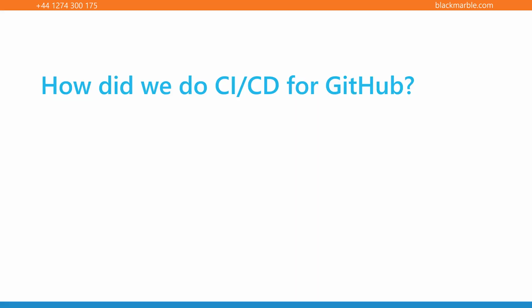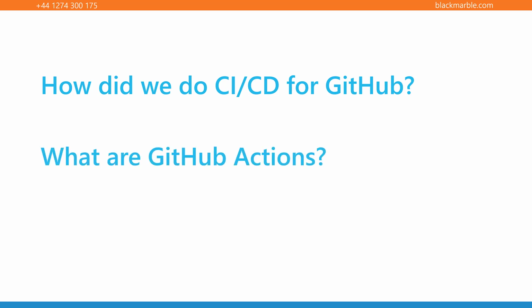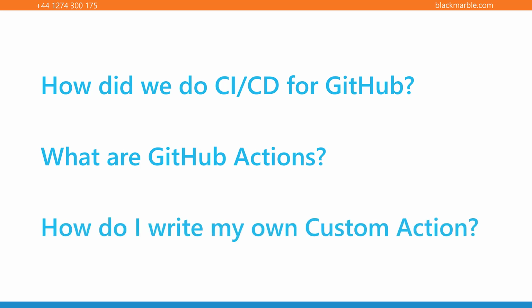So, what are we going to look at in this session? We're going to look at three major areas. What did we do for continuous integration and continuous delivery for GitHub in the past? What actually are GitHub Actions? And finally, can I write my own actions? Because as soon as you give anybody a build system, they want to extend it. And for me particularly, I've already invested time in Azure DevOps pipeline extensions, and I wondered if I could make use of any of those in GitHub Actions. And we'll be looking at what I learned from that as we carry on.